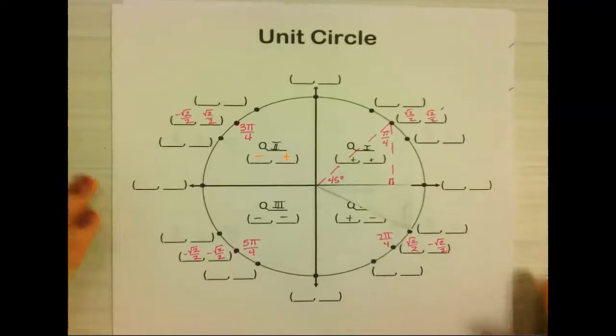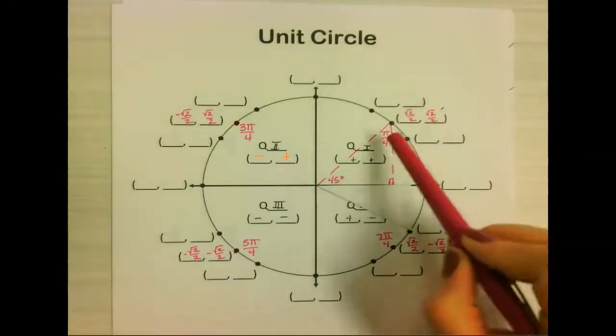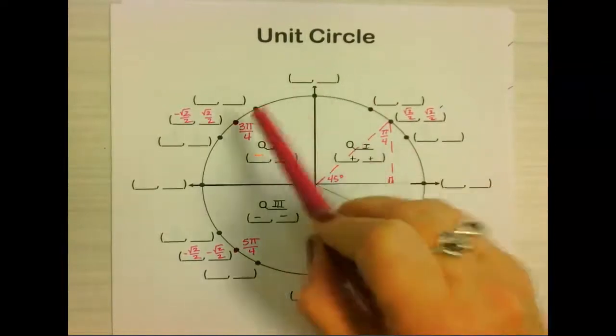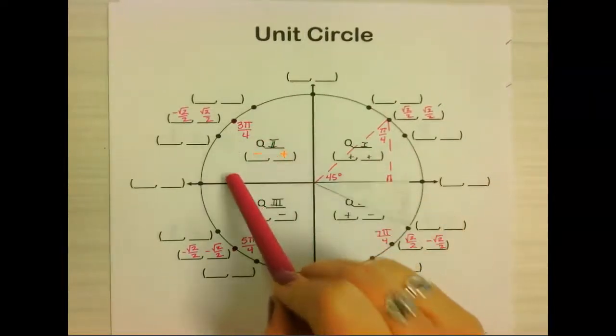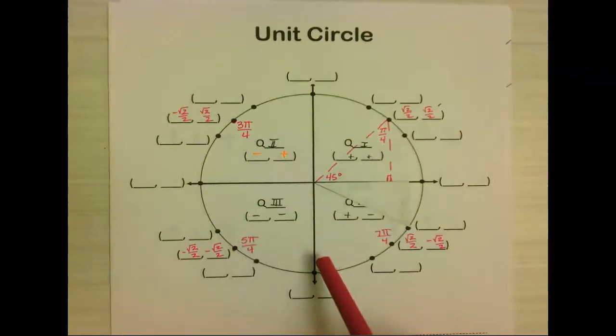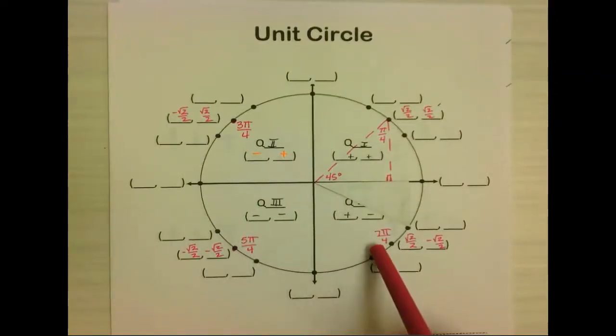So pause your video right now and make sure that you have all of those things labeled. And then before we pause, let's go ahead and count that off. So we have 1 pi over 4, 2 pi over 4, 3 pi over 4, 4 pi over 4, 5 pi over 4, 6 pi over 4, 7 pi over 4. So that was all the pi over 4s a moment ago.